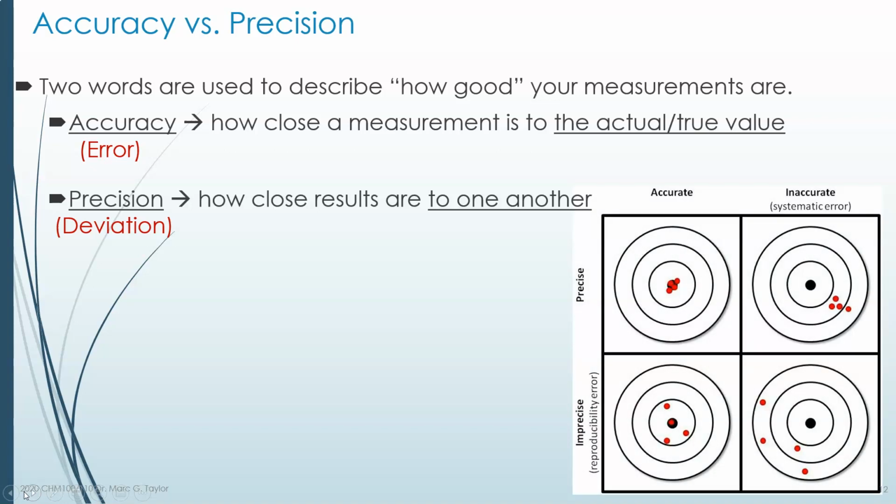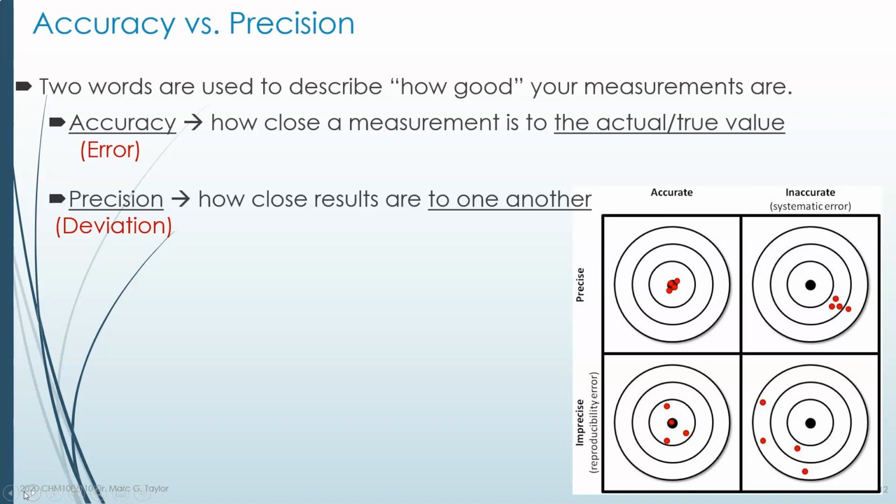So here are some bullseyes with shots that are taken shown in red dots here. And if you look at each of these, they are a different combination of whether something is accurate or inaccurate, and we're also looking at whether it is precise or imprecise. In other words, high accuracy versus low accuracy on the top, and on the side, high precision versus low precision.